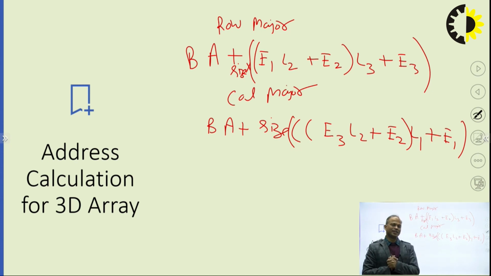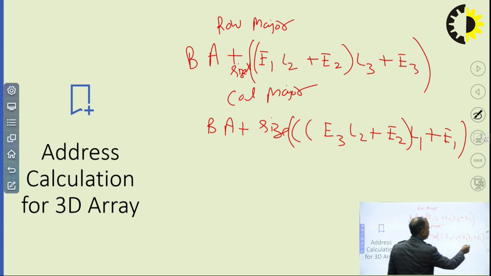In generalized form you can write down the formula for any dimensional array. An important point is that in the row measure always start with E1, in the column measure start with the highest value of E, and the difference between E and L is 1. So you can easily write down the formula for the row measure and column measure by remembering this particular practice.